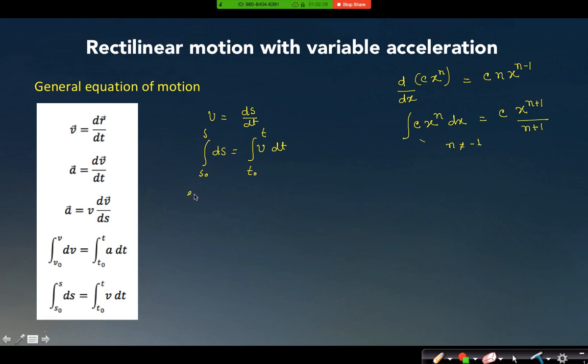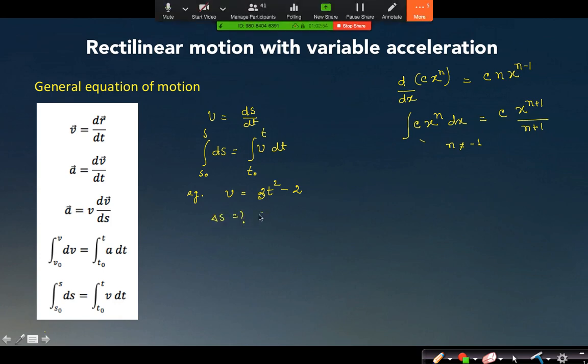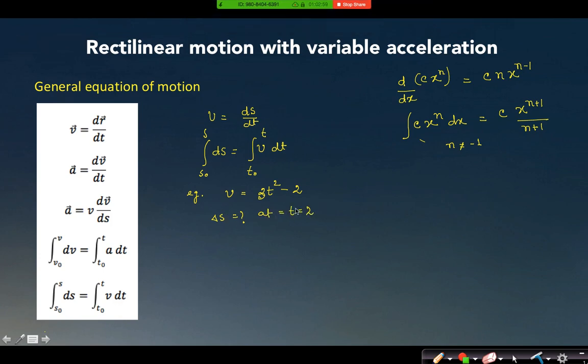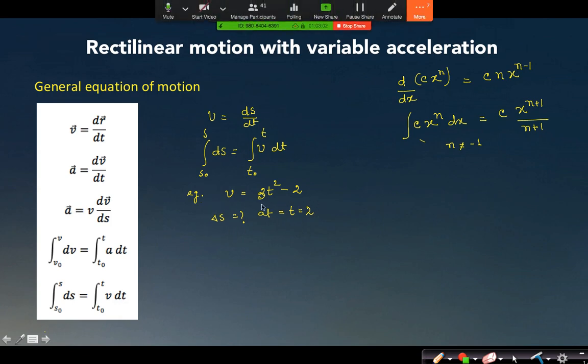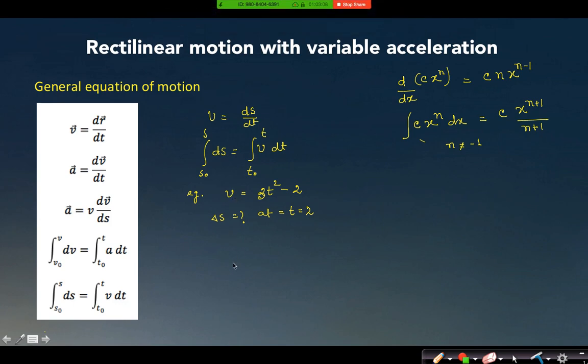For example, let us assume that the velocity of a particle changes as 3t square minus 2 in this form. Velocity of a particle changes as 3t square minus 2. Now, if I try to find what is the displacement of the particle at, say, t equal to 2 seconds, how do I solve this? What is the displacement of the particle at t equal to 2 seconds? How do I solve this?